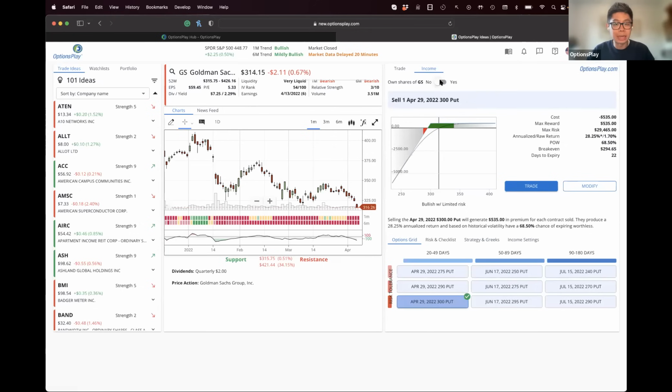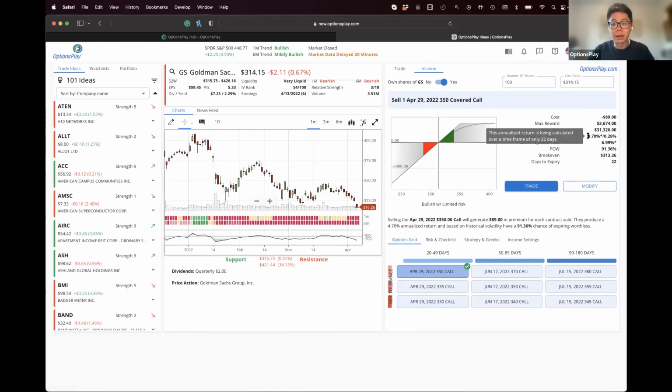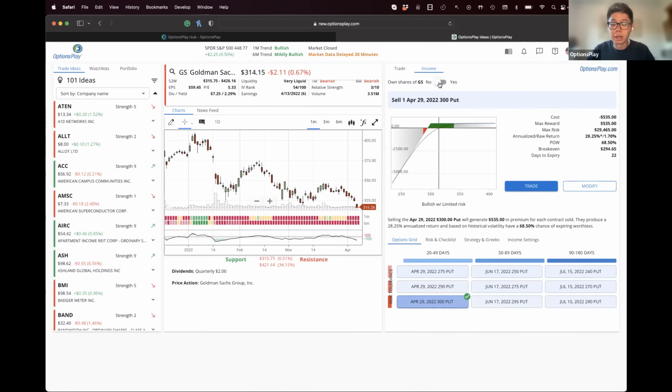So Goldman Sachs currently yields about 2.25% in dividends. You're going to collect about double that here on the covered call, and you're going to collect significantly more than that on the short put. So this is one where you're going to collect a lot more premium from selling put options on Goldman than you are from selling covered calls. And it's important just to understand how much premium you are collecting. And you can do this for any stock.